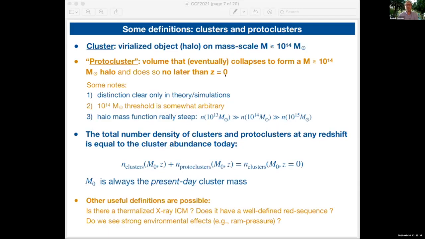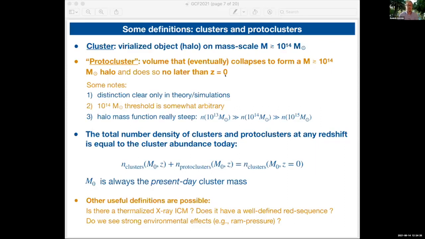Now, this distinction between cluster and protocluster is only really practical in theory or simulations. As we all know, in the observations, the errors are significant on the mass estimates. This 10^14 solar mass threshold is somewhat arbitrary, but I think it makes sense because the halo mass function is really steep at these high masses. So there's orders of magnitude more galaxy groups than there are 10^14 solar mass clusters, and those are orders of magnitude more common than 10^15 solar mass clusters. So some kind of mass distinction is important. An advantage of this definition is that then the total number density of clusters and protoclusters at any redshift will be equal to the cluster abundance today.